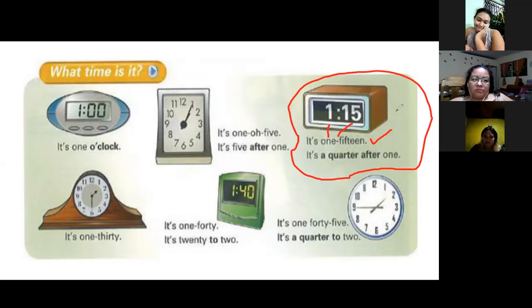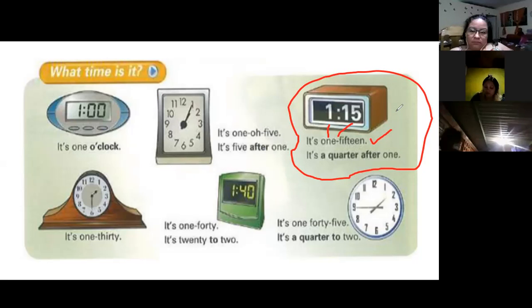Yeah, so look at the way. Entonces, cuando usted sepa que son 15, decimos ahí quarter, a quarter after, a quarter past. A quarter after 1. Y ahí vemos que son 15 minutos pasada la 1. Let's see more examples here.